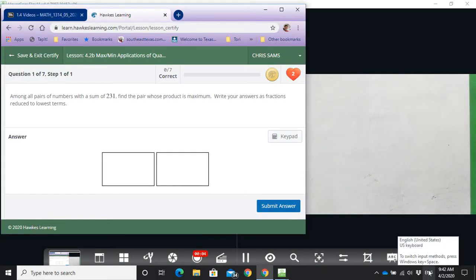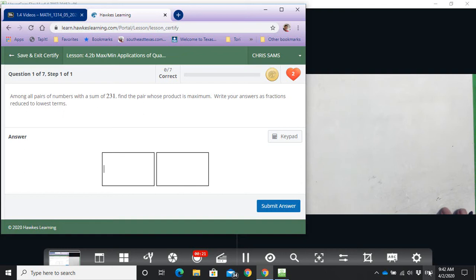Alright, 4.2b, we're doing maximum and minimum applications. All of these will be worked the same way. You're going to need two equations, and then you will solve for one variable, plug it in, and then you'll be solving a quadratic equation overall.